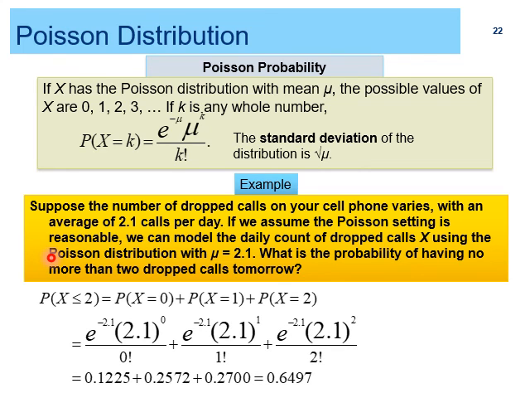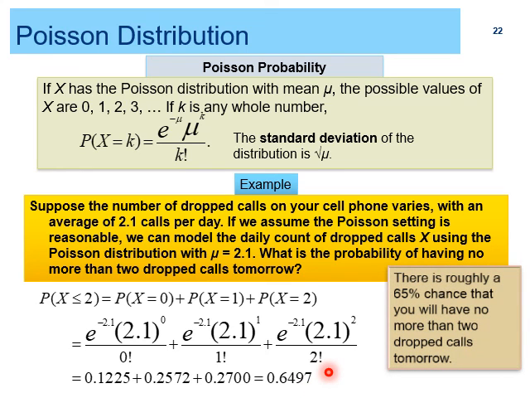So here, if we have to find the probability of no more than 2, it should be X less than or equal to 2. So we will get the probability of 0, then 1, and then 2, and we will add them. We apply the same formula, and when we put in all the values, we get 0.6497. So here we can say there is roughly a 65% chance that you will have no more than 2 dropped calls tomorrow.